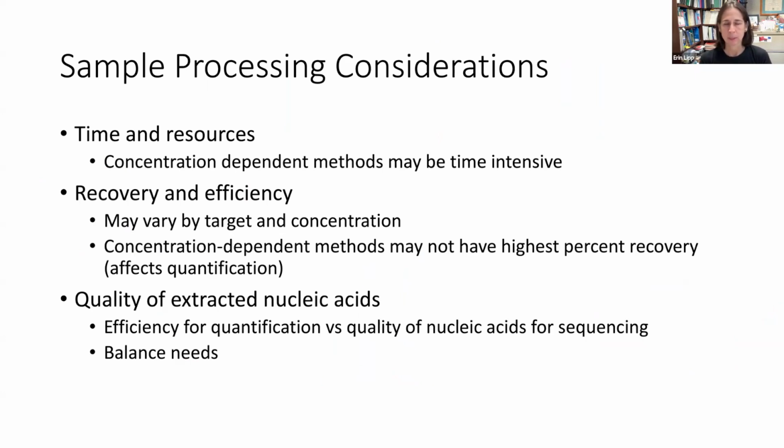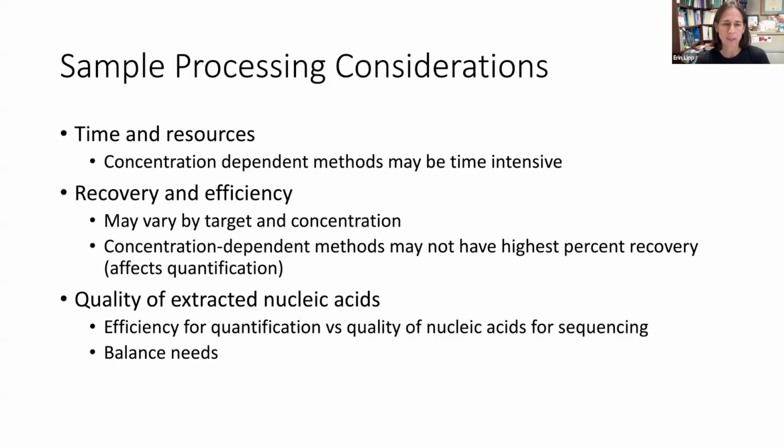But recovery and efficiency are also really critical. And again, that's going to vary by target and the concentration that's actually in your sample. So while concentration dependent methods may not have the highest percent recovery and can affect quantification, sometimes you may need to do it anyway just to find a very, very low abundance target.